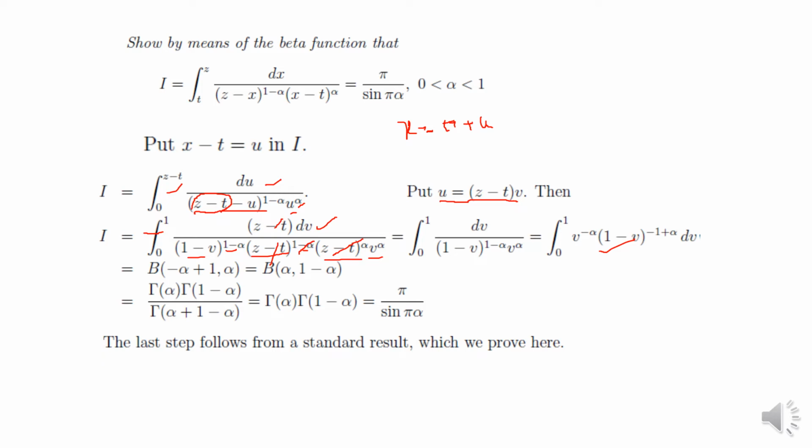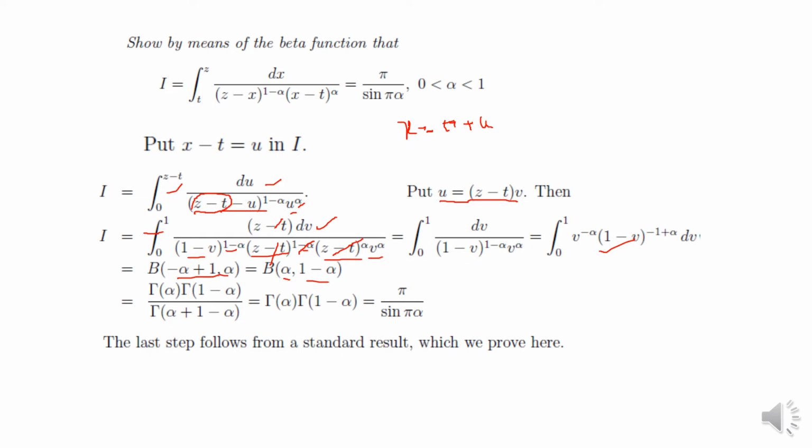Now we compare it with the beta function. Beta m, n is equal to the integral from 0 to 1 of x to the power m minus 1, 1 minus x to the power n minus 1 dx, for m greater than 0, n greater than 0. It means m minus 1 is minus alpha, so m is equal to minus alpha plus 1, and n minus 1 is equal to minus 1 plus alpha, so n is equal to alpha. So we write it in terms of beta m, n, and just interchange m and n. So this is beta alpha, 1 minus alpha.